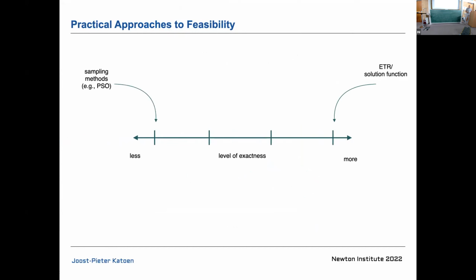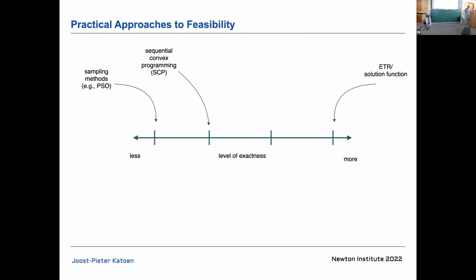Of course, you can do things like simulation. I'm interested in only finding one instantiation satisfying my specification. You just sample. That's a possibility, and you can do clever things like particle swarm optimization, but it's not very precise. I'm going to show you an approach in between, and it is going to use mathematical optimization techniques.